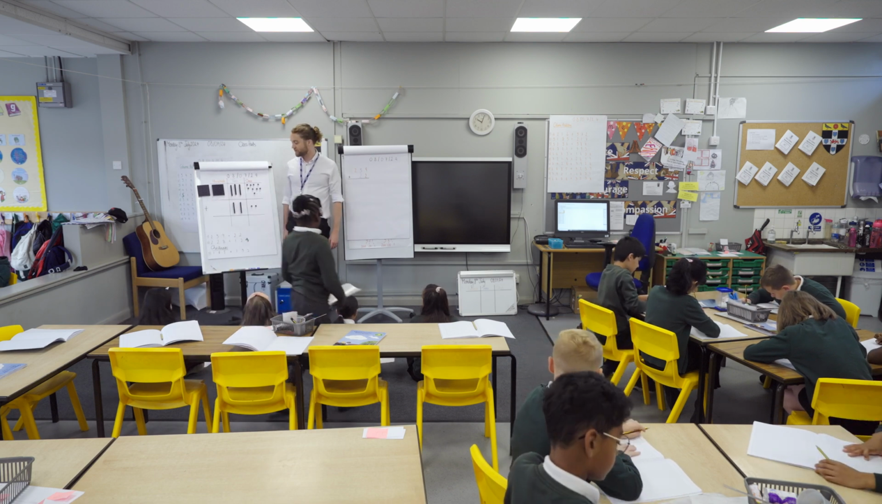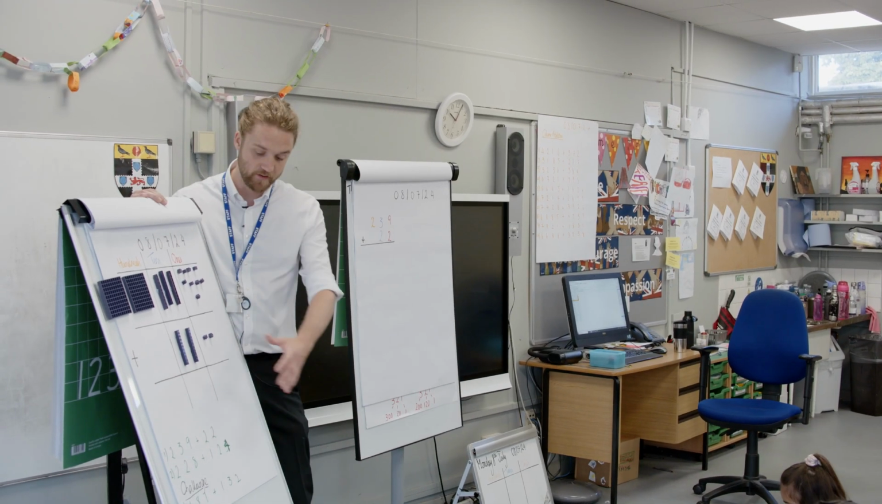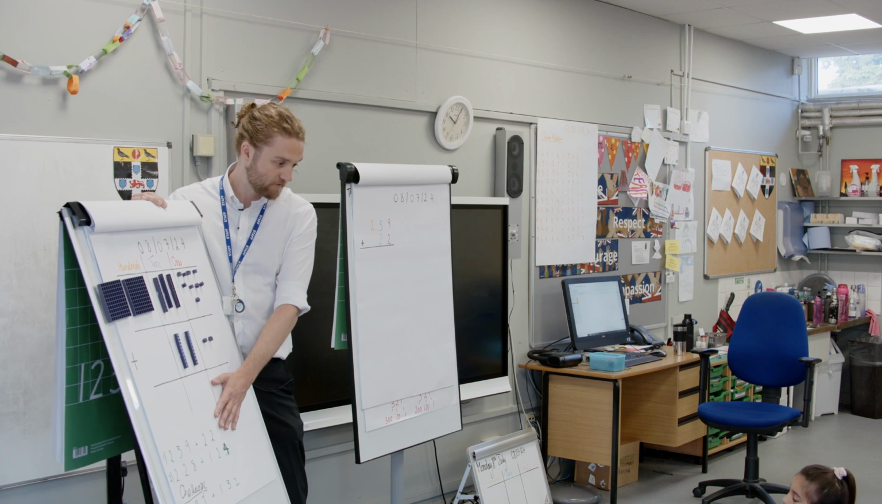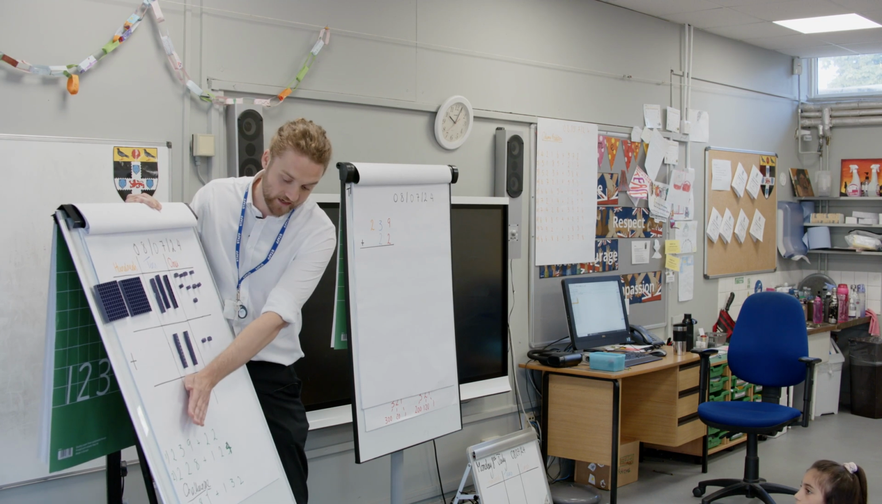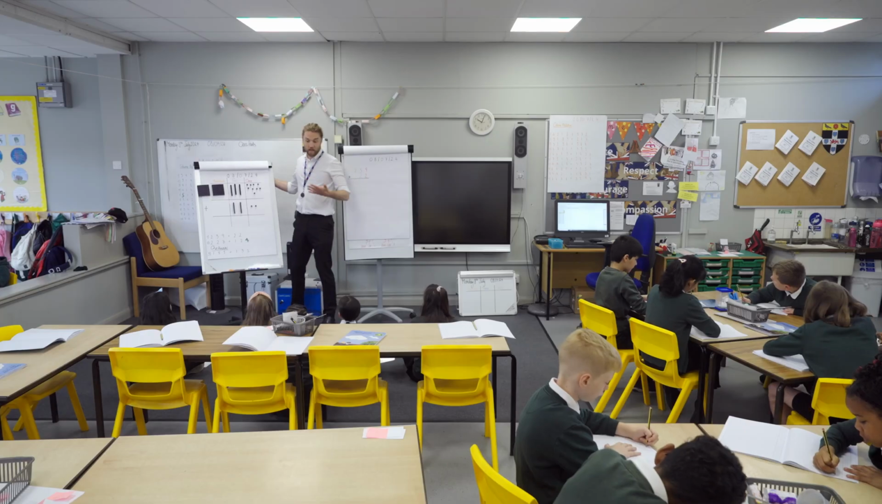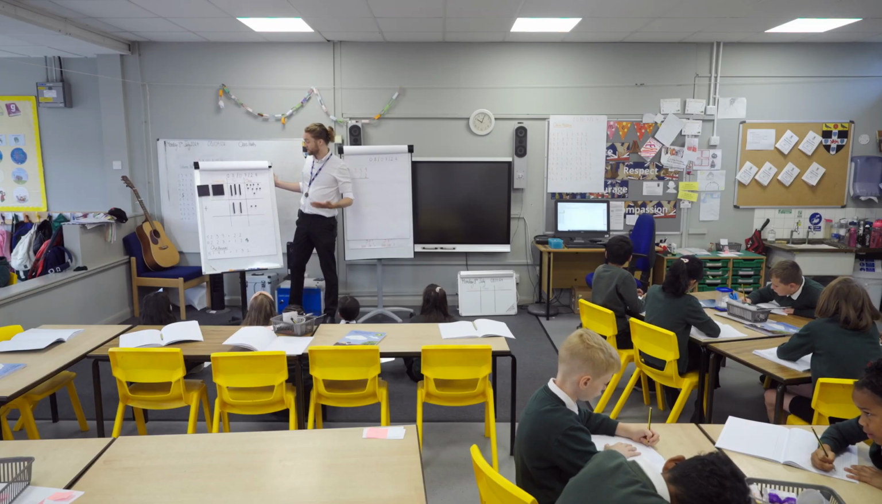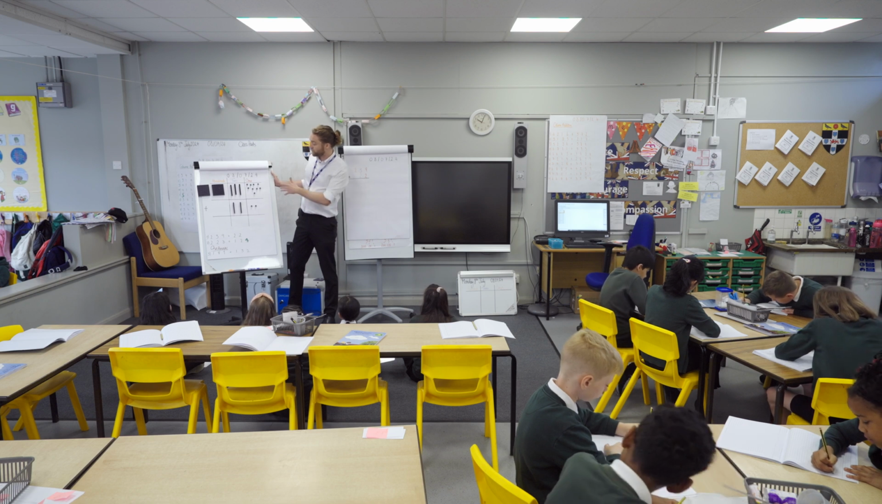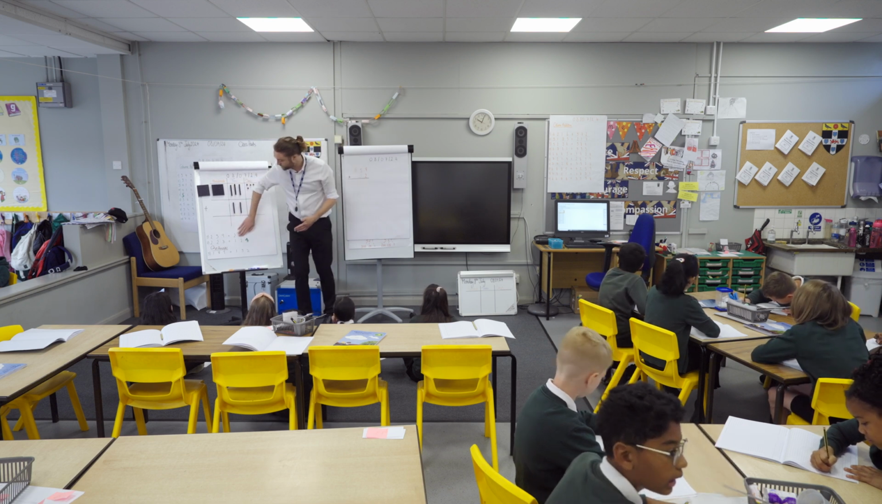Really good. Okay, so what we're going to be doing is some column addition. Formal written method. We're going to be looking at adding 3-digit numbers and 2-digit numbers, but also 3-digit numbers and other 3-digit numbers. We're going to be doing some exchanging, okay? So taking numbers through.